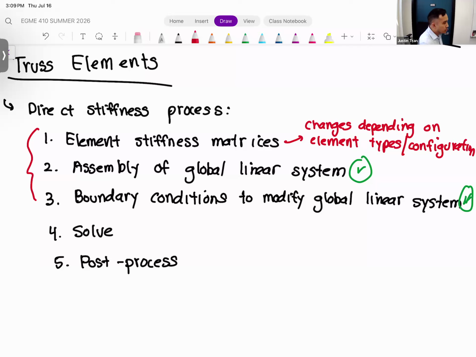So today we're going to learn a new type of element called a truss element, and we're going to see how we compute our element stiffness matrices for those. But once you're able to compute the element stiffness matrix, the rest of the process goes in exactly the same way.